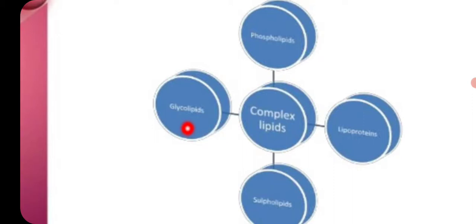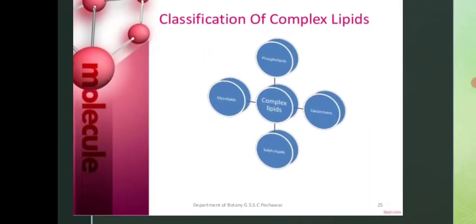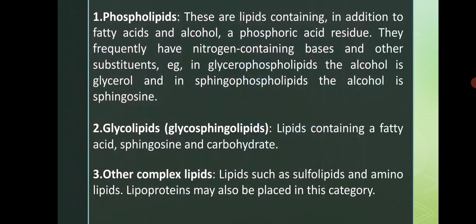Next is glycolipids. Glycolipid contains the fatty acid plus sphingosine. With fatty acid, what is there? Sphingosine, and since it is glyco, additionally what will be there? Carbohydrate. Next is sulfolipids. Definitely they contain sulfur. Lipoproteins are the lipid containing proteins. So these are the classification of complex lipids.